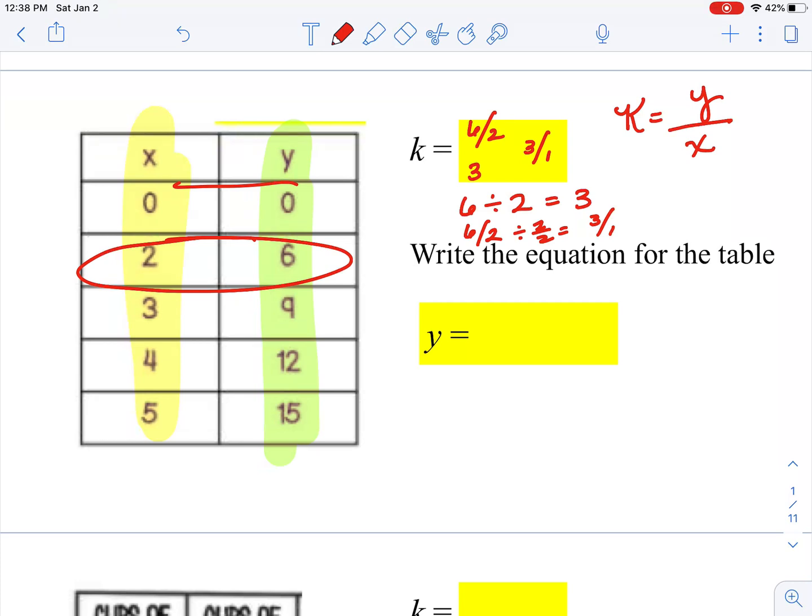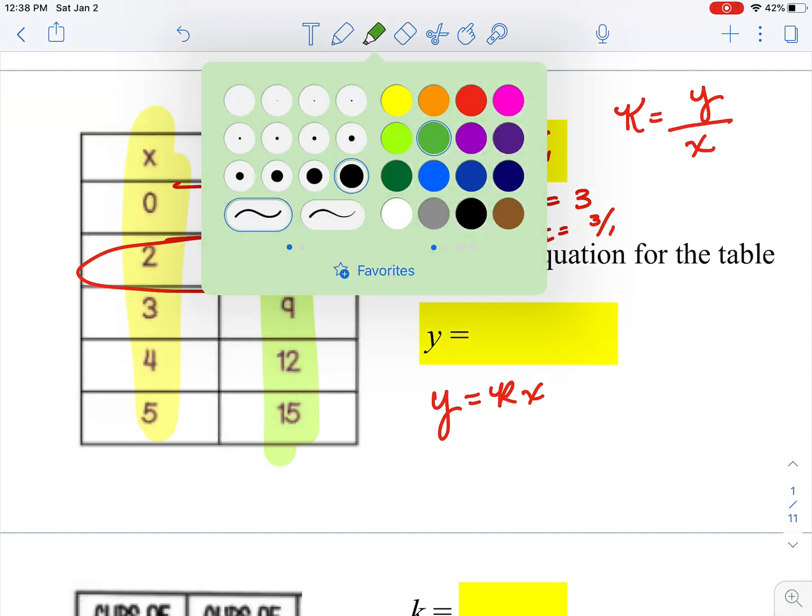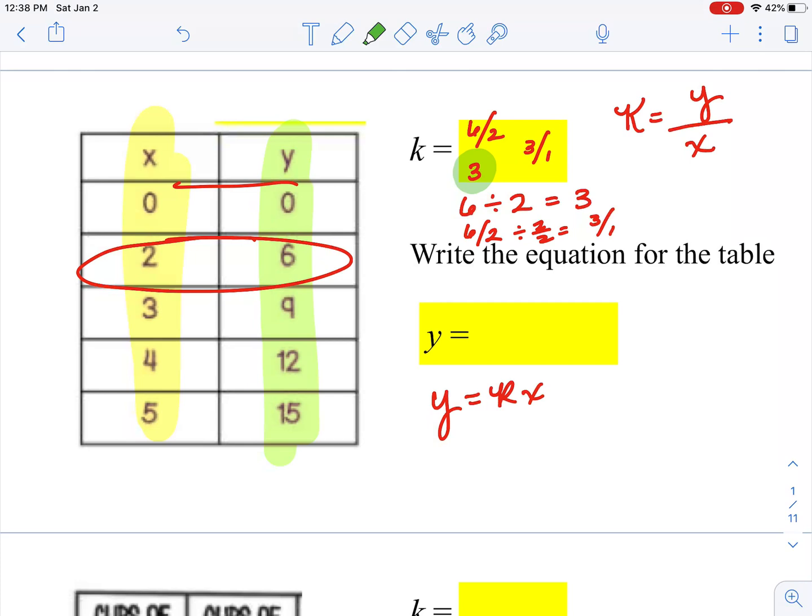But whatever answer you use up here, let's use down in the next part. Remember, Y equals KX, and the K we already have up here. So I'm going to use the 3 as my answer. So down here, I've already got the Y equals, so K is 3, X. Now, if you wanted to use the answer 6 over 2, then you would have said 6 over 2x. Either way.